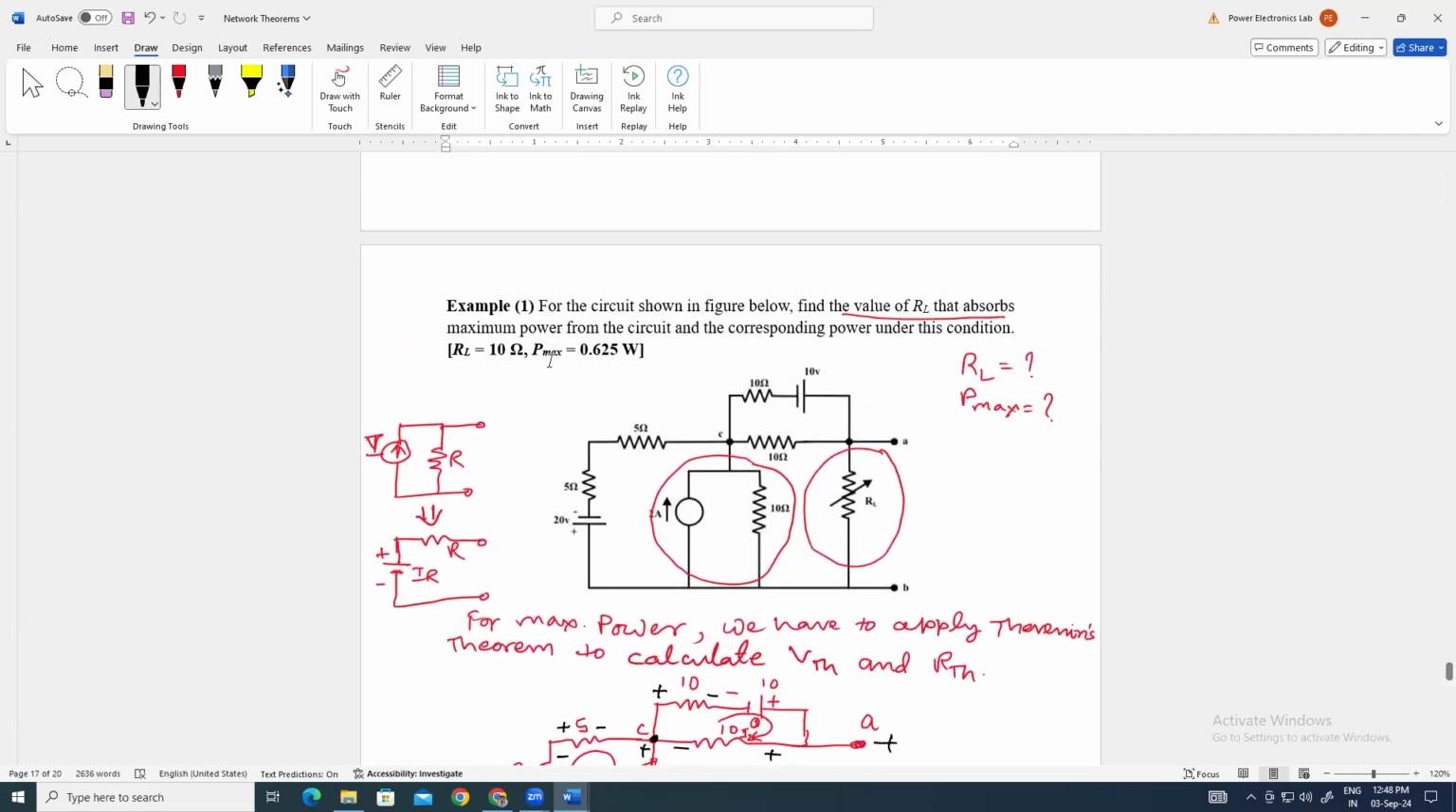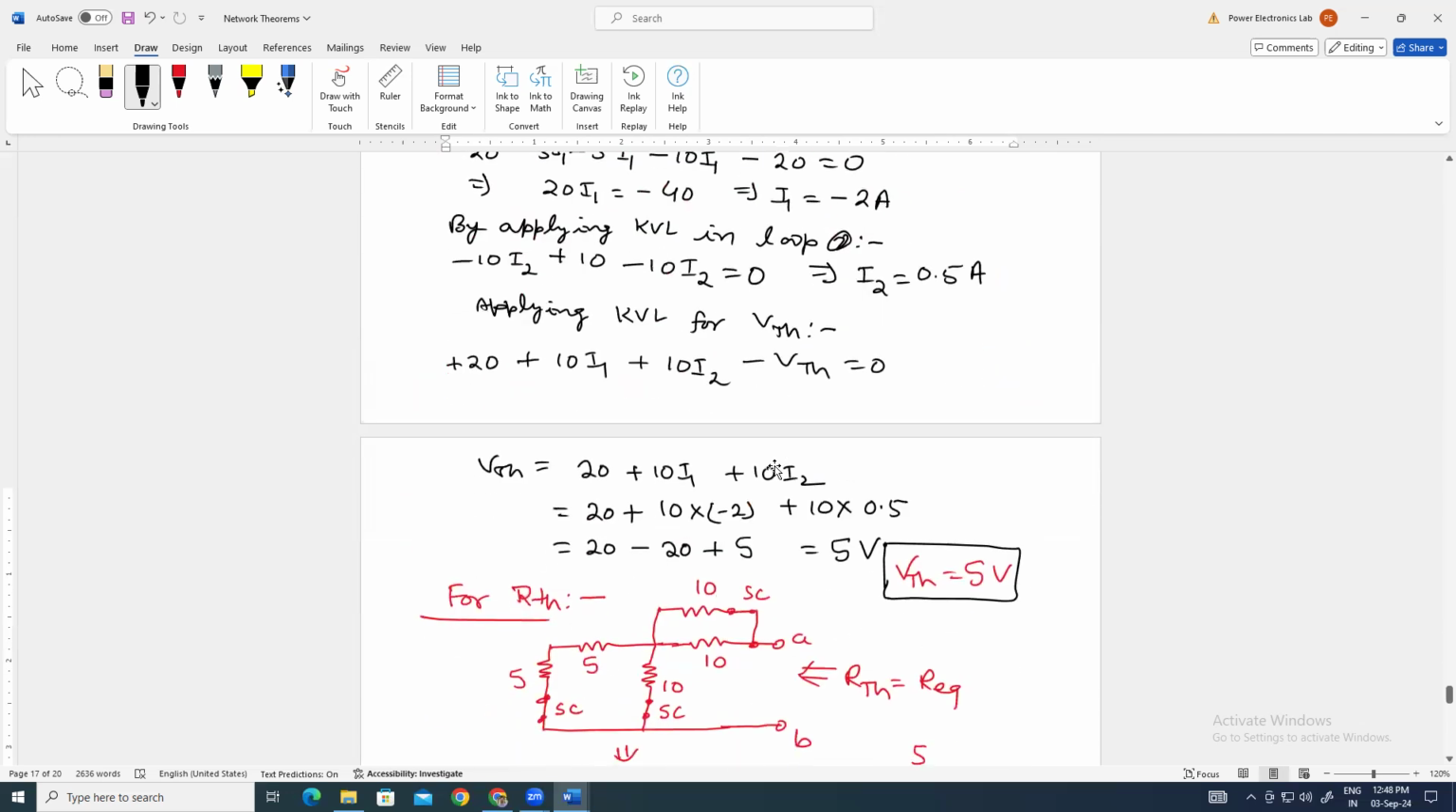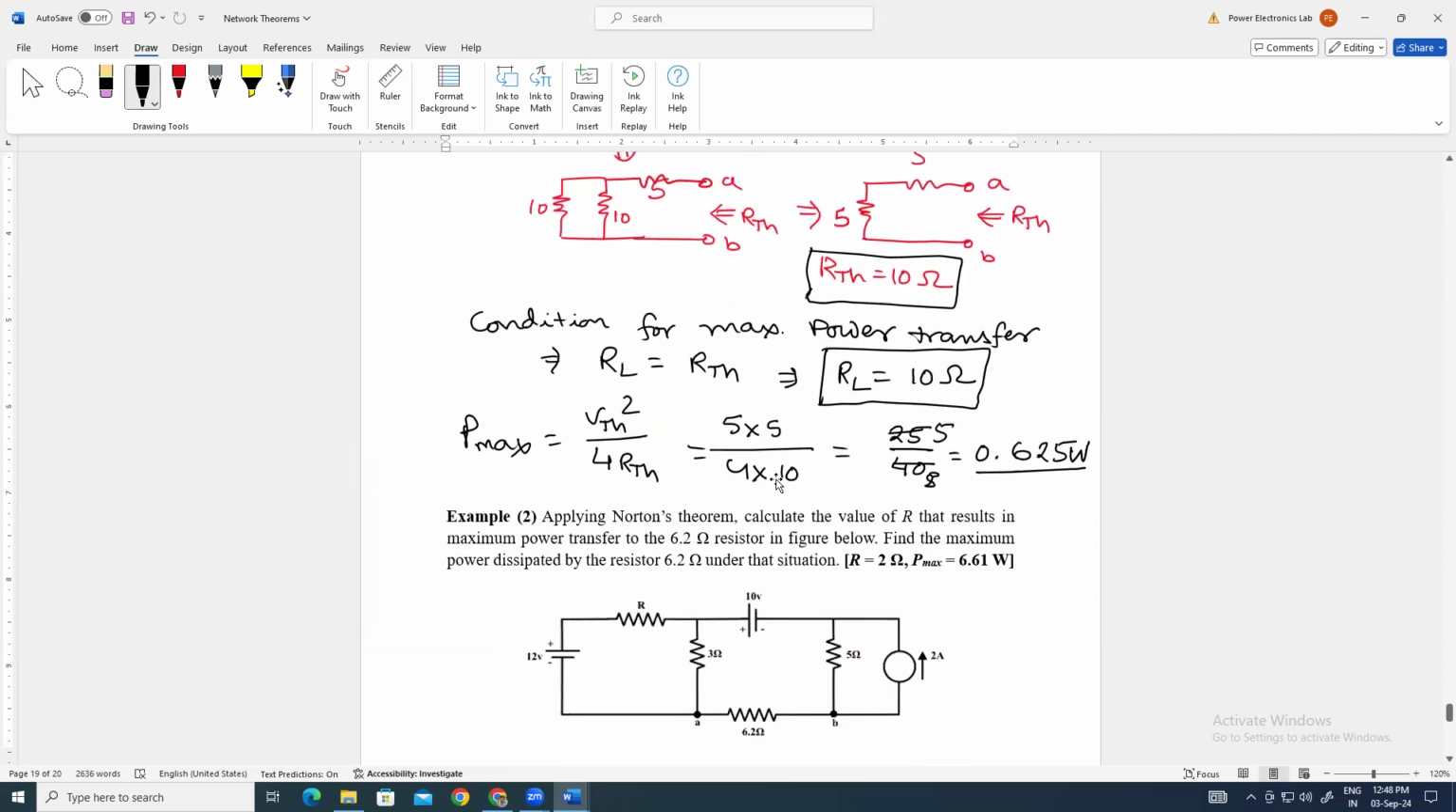Okay, we are getting 0.625 watt, and RL is equal to 10 ohm. So in this way you have to apply Thevenin's theorem to calculate the value of maximum power being transferred from source to load side. Okay, so I think you can clearly understand this concept and how we have to solve these problems. You can practice more problems and you can verify your answers.